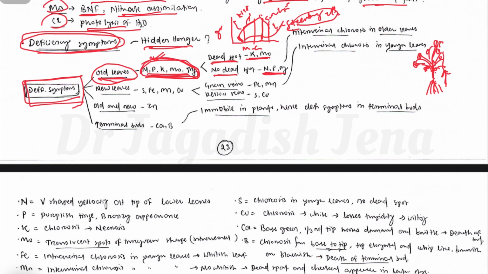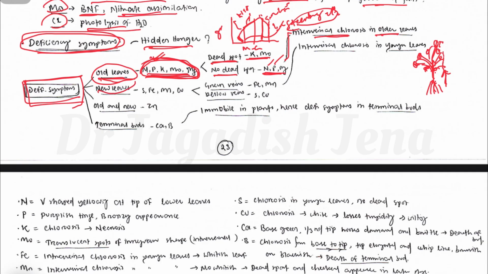No. See, for nitrogen, the chlorosis is complete chlorosis. I mean, the total leaf will become yellow and it will start from the midrib. For phosphorus, it is somewhat chlorotic, but it will have a purplish tinge. Then for magnesium, there will be intervenal chlorosis in the older leaf. Intervenal chlorosis means the midrib and mid vein, the main vein, will remain green. The intervein space will be chlorotic in nature.